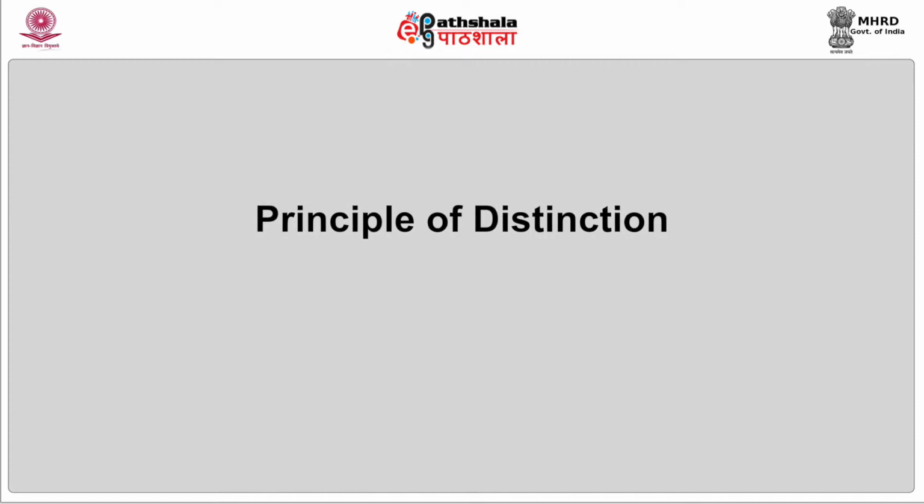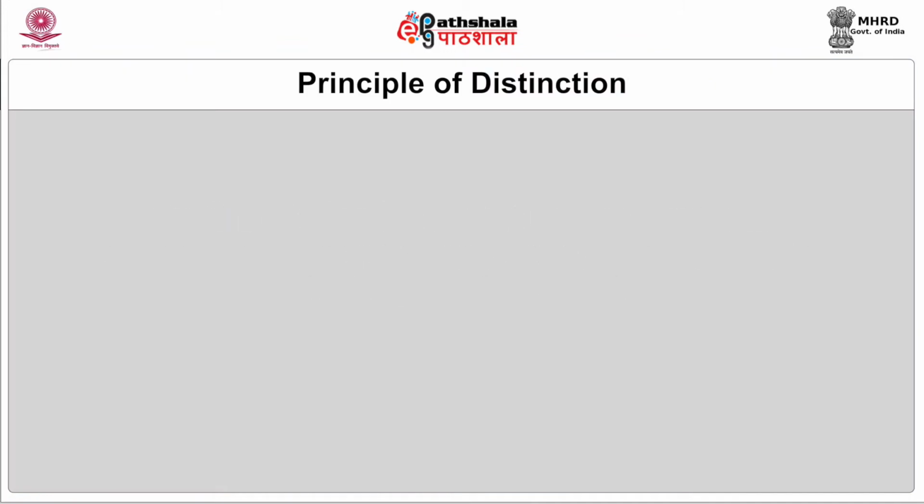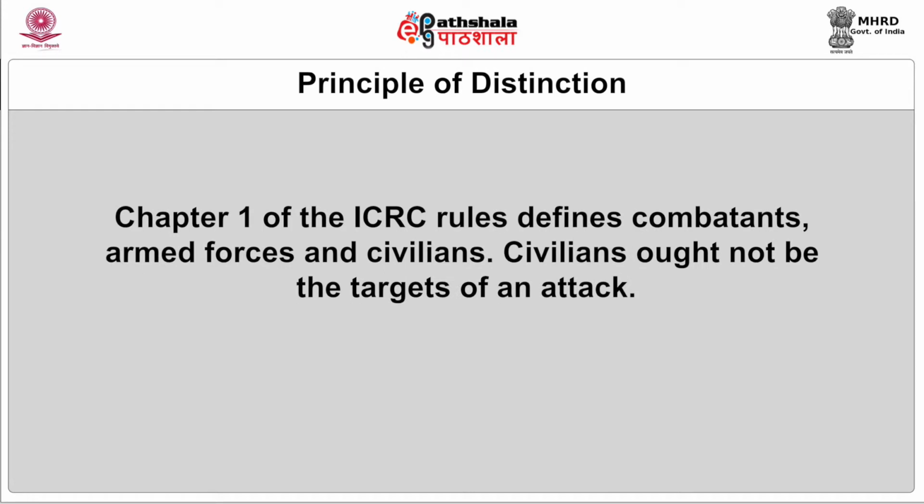Principles of distinction. The first set of rules, and perhaps the most important customs, are the rules relating to distinction. IHL requires a distinction to be maintained in the targets of the attack. The first distinction is that between civilians and combatants. Chapter 1 of the ICRC rules defines combatants, armed forces and civilians. Civilians ought not be the targets of an attack.